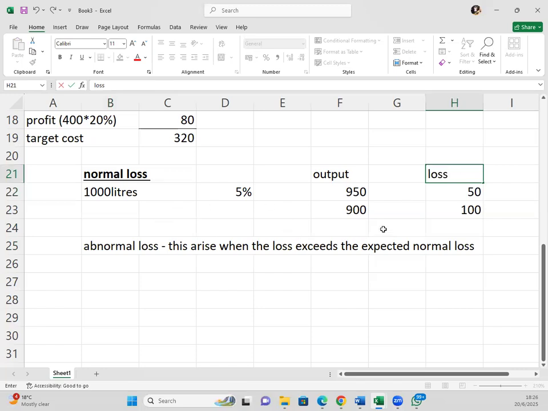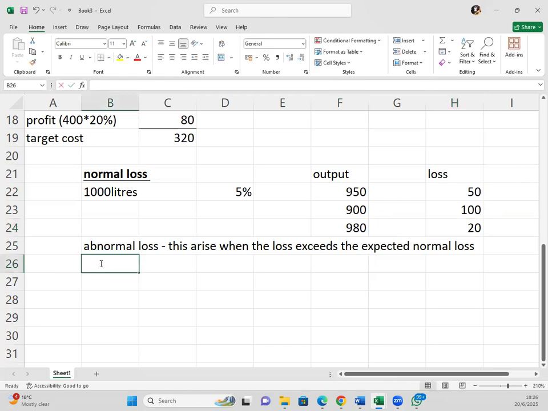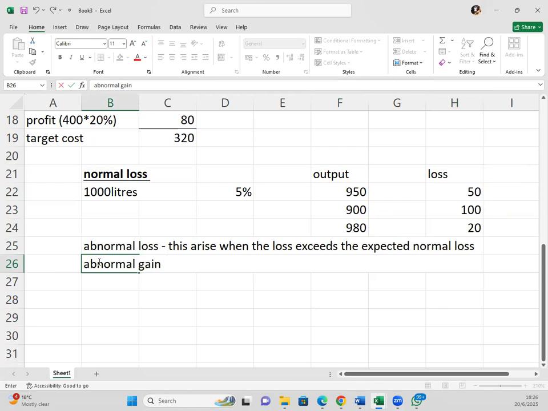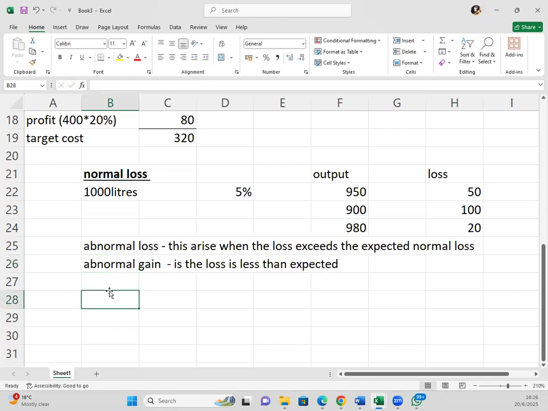Then we can also have a case where we were expecting a loss of 5%, but the output came out as 980. If the output came out as 980, it means the loss was only 20 liters. So in this case, it is an abnormal gain. We were not expecting it. If the loss is less than expected, that is an abnormal gain.